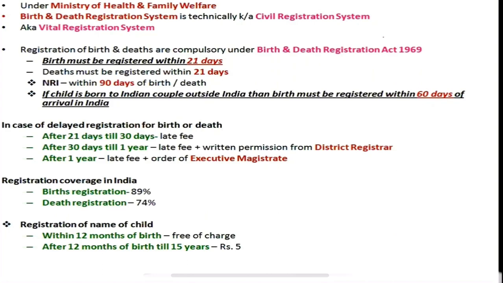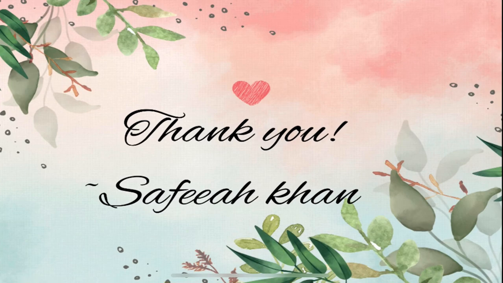Then the coverage we saw: birth registration is 89% and death registration is 74%. The name of the child, within 12 months, is free of charge. From 1 year to 15 years, a charge of ₹5. So with this we complete the civil registration system and come to the end of demography. I hope everything is clear.